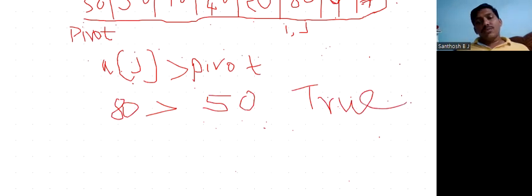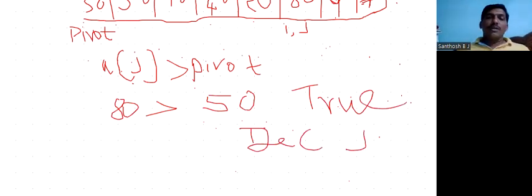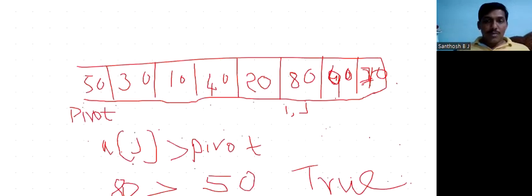If the condition is true, decrement J. Decrement J means you delete, erase this J and come to the next position. Now one process is over.